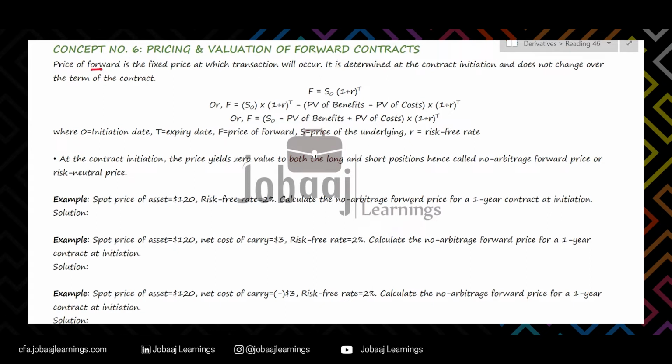Price of forward is what? The fixed price at which the transaction will occur, as we have just seen. It is determined at the initiation of the contract and will not change over the term of the contract. And how is it determined? Forward price is determined as spot compounded with the risk-free interest rate for the term of the contract.